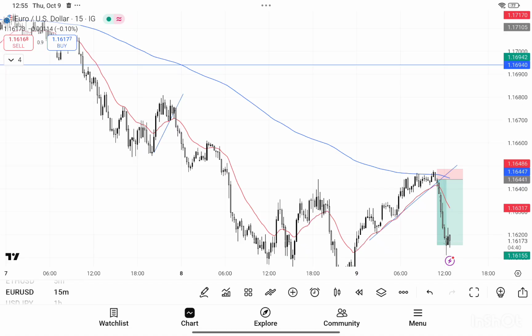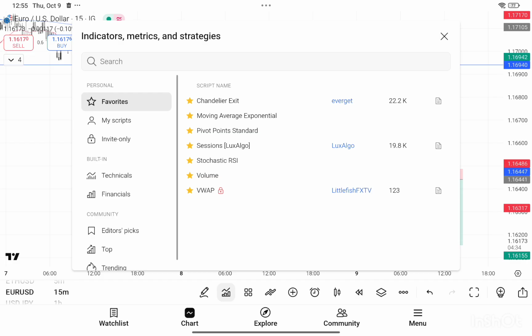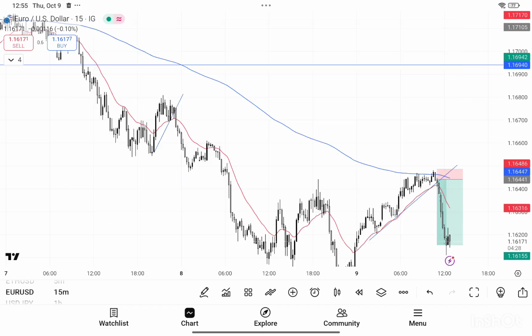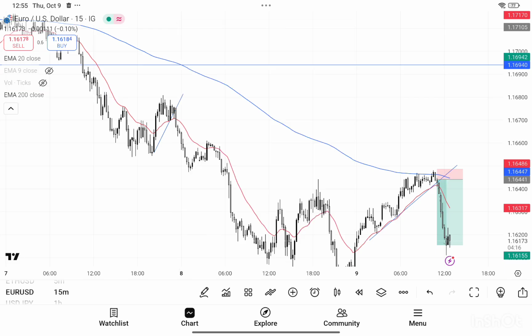called 200 EMA. So how you are going to do that? You have to go to here and then search for moving average exponential. You see here, this is the one, moving average exponential. After adding that, you will have to go here on the settings of moving average exponential and select the length to 200. After you have added the 200, press OK. This line will show up.